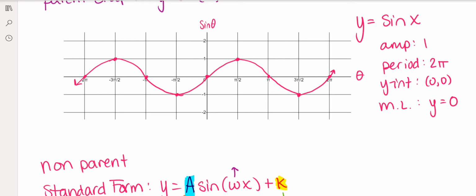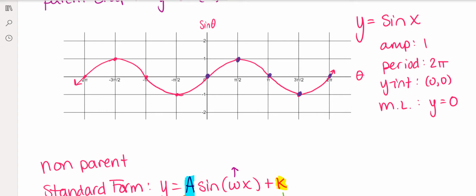All right, so what I want to do right now is find where each of those four pieces are on the parent graph. And then we're going to talk about the 5 points that we graphed yesterday to make the graph. So these were the 5 points that we used yesterday to make that first cycle.